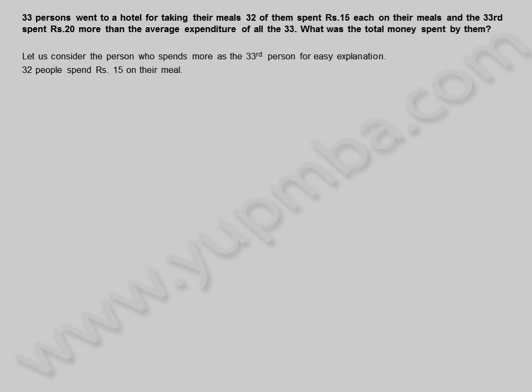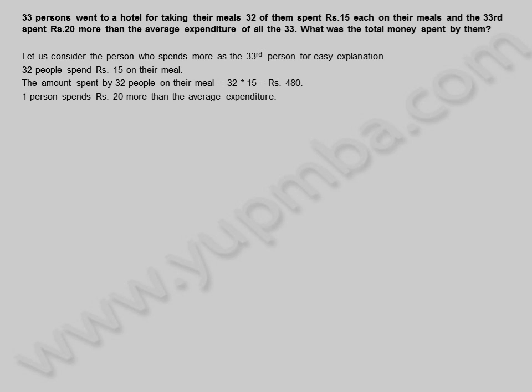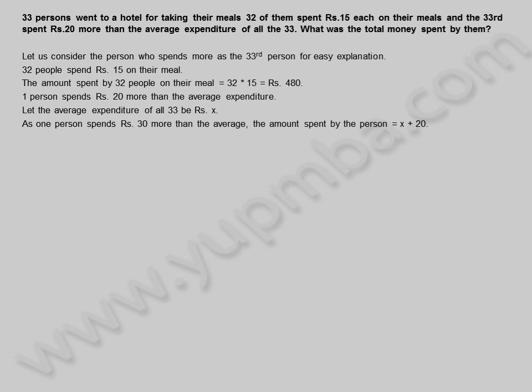32 people spend 15 rupees on their meal. The amount spent by 32 people on their meal is equal to 32 into 15 is equal to 480 rupees. One person spends 20 rupees more than the average expenditure. Let the average expenditure of all 33 be X rupees. As one person spends 20 rupees more than the average, the amount spent by the person is equal to X plus 20.